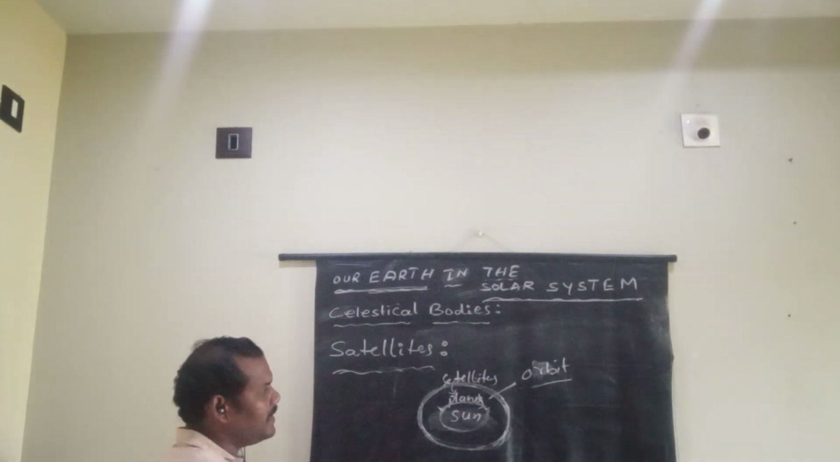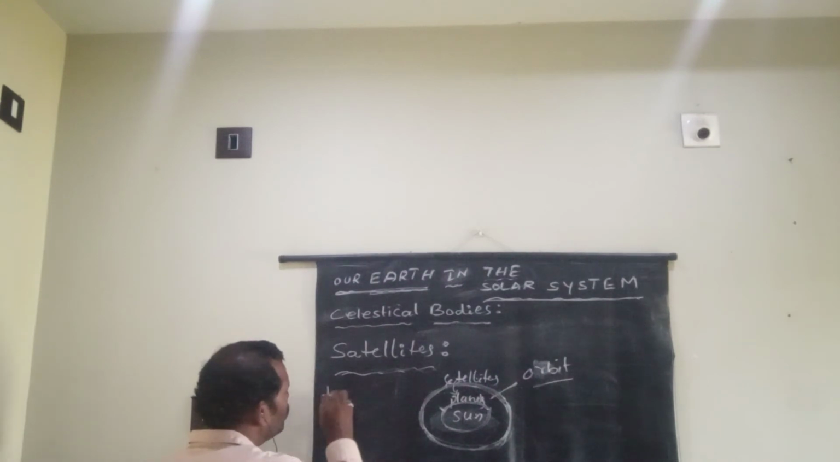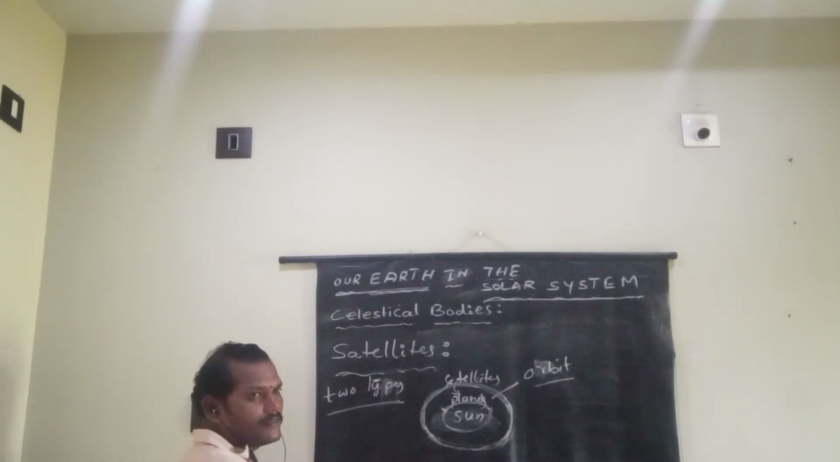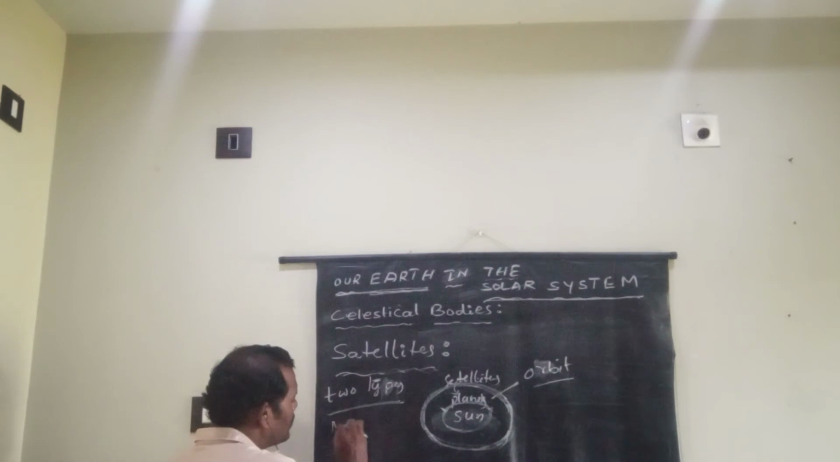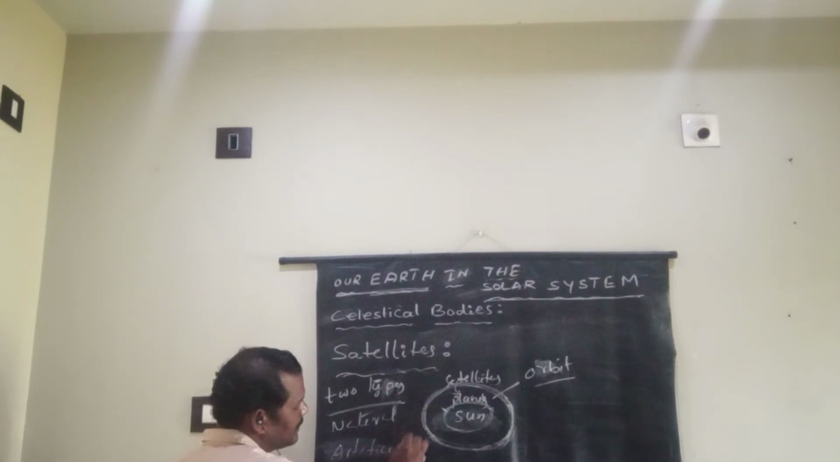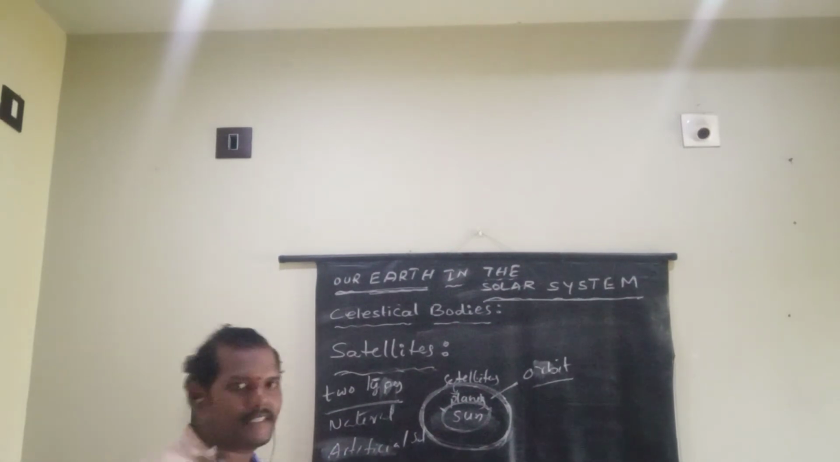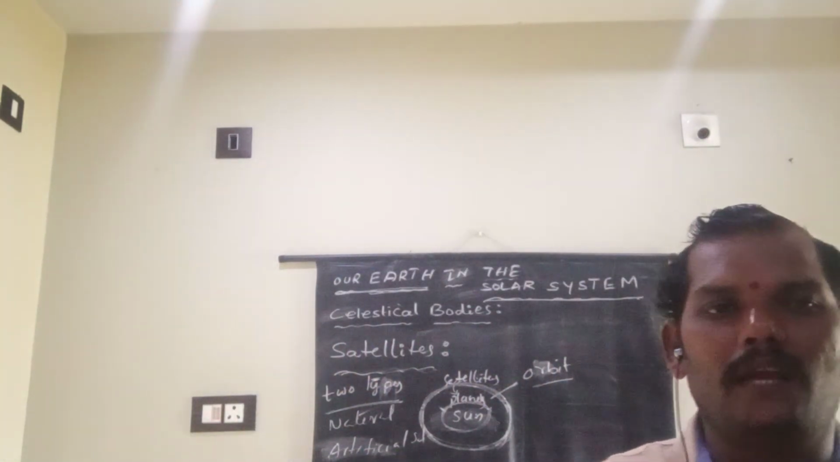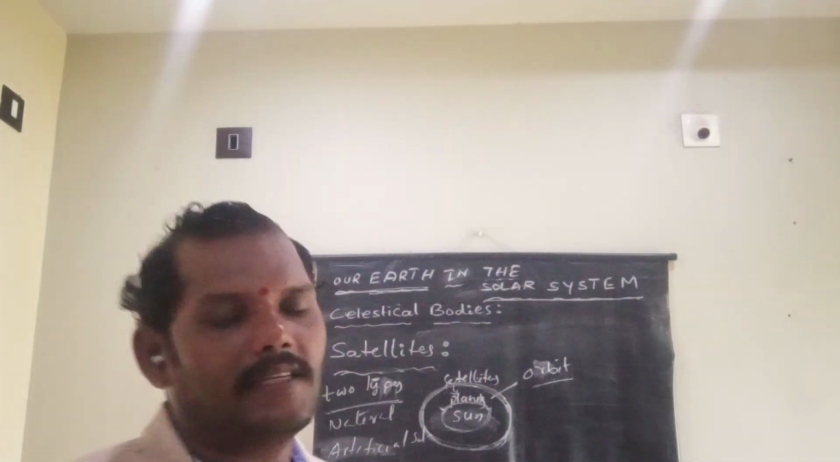These satellites are classified into two types. How many types of satellites do we have? Two types. Those are natural satellites and human-made satellites, or artificial satellites. Just understand this clearly. The satellites are of two types: natural satellites and human-made satellites.